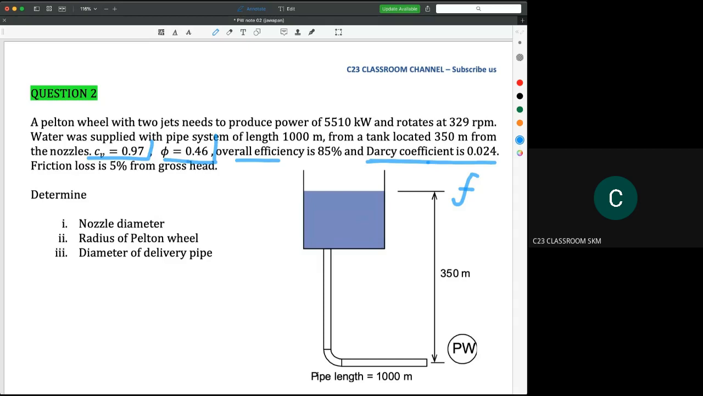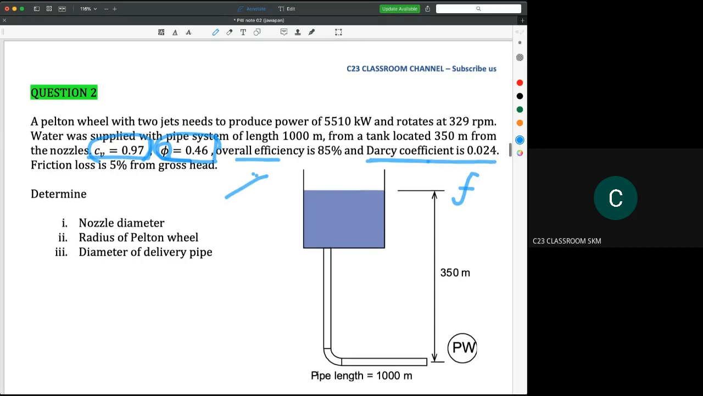Actually, this is one of the final exam questions at that time, so we explain everything in words. Actually, we say it is at a speed ratio of 0.46 and so on. So I hope you spend your time to do some revision about minor and major loss.